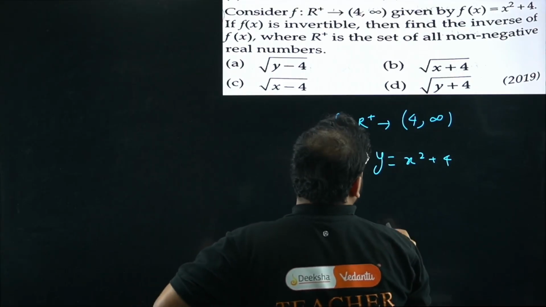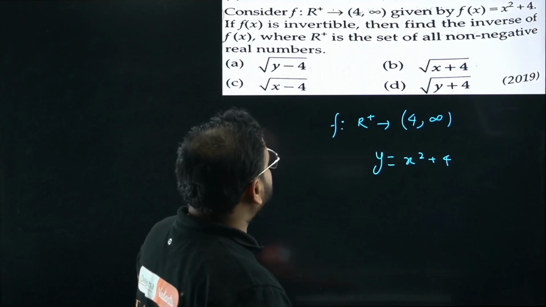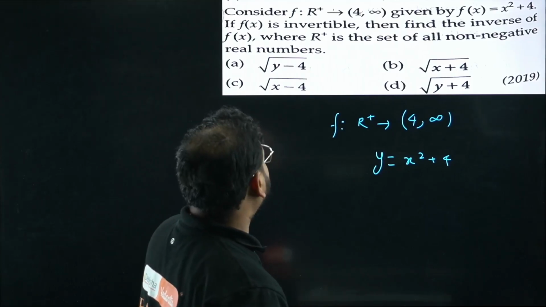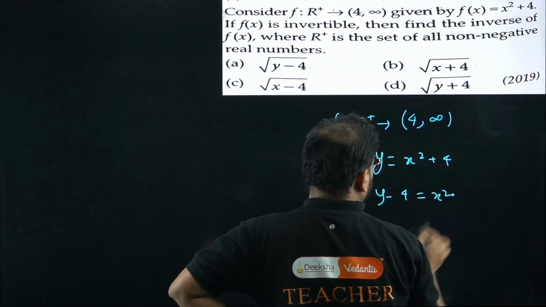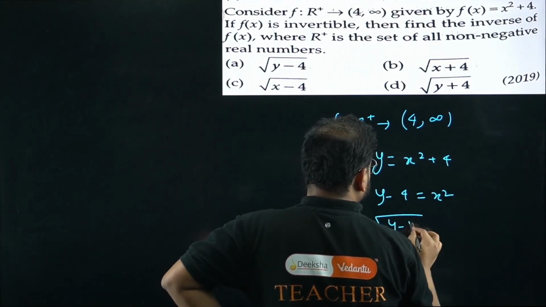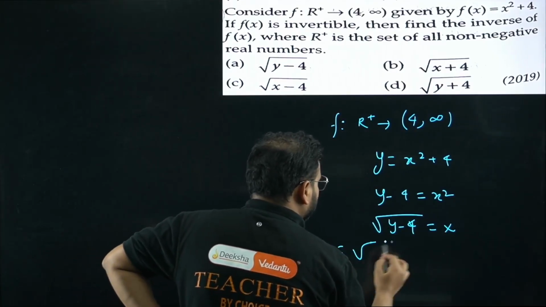What are they asking for? If f(x) is an invertible function, great, they have already given that, then find the inverse of f(x). Very simple, sir. y minus 4 equals x square. It means root of y minus 4 equals x, okay? So you're getting x equals root of y minus 4.